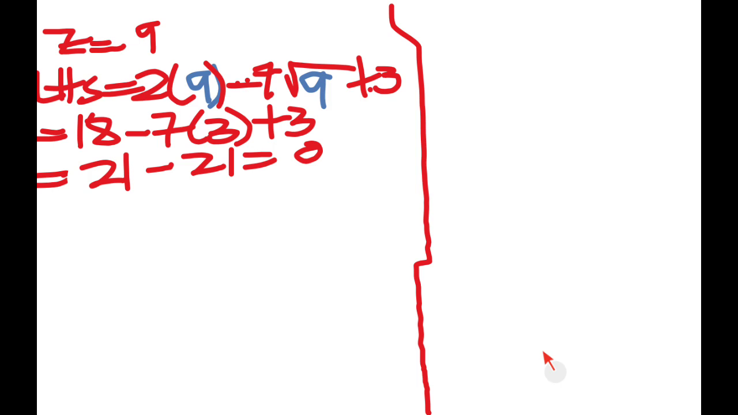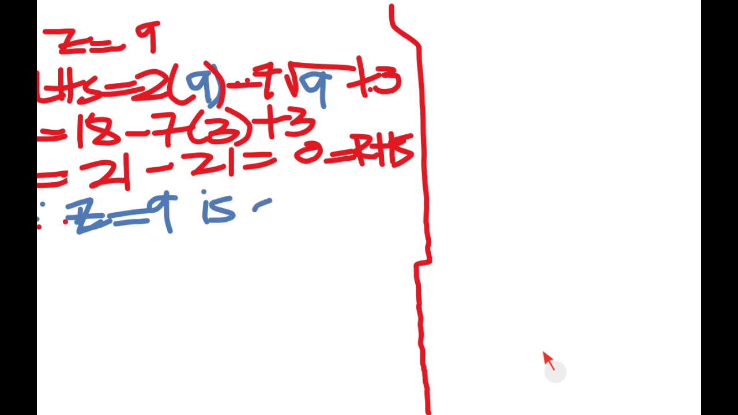which is equal to the right hand side, meaning that therefore z to the power of half, z is equal to 9 is a solution. It's a solution. It's not the final solution though. We still have the other one to check.